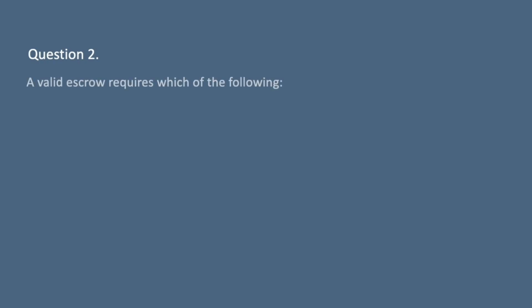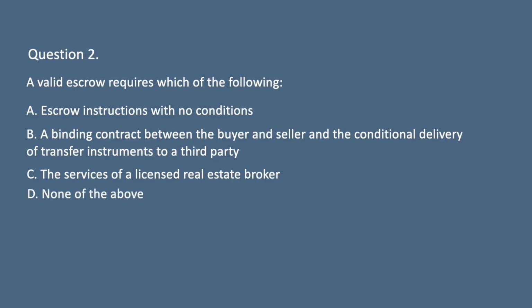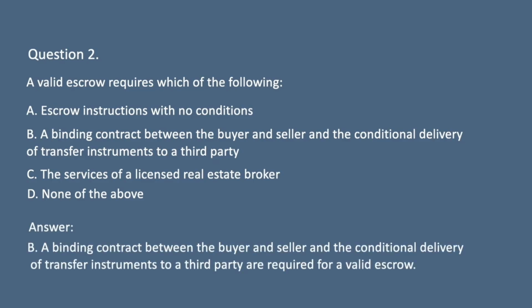Question 2. A valid escrow requires which of the following? A. Escrow instructions with no conditions. B. A binding contract between the buyer and seller and the conditional delivery of transfer instruments to a third party. C. The services of a licensed real estate broker. D. None of the above. Answer. B. A binding contract between the buyer and seller and the conditional delivery of transfer instruments to a third party are required for a valid escrow.